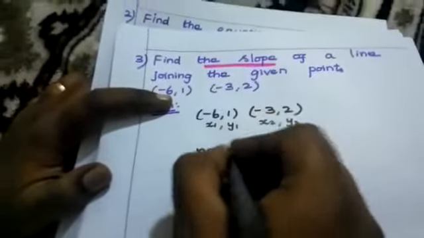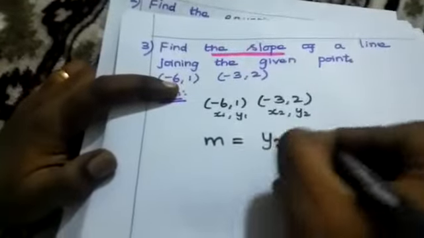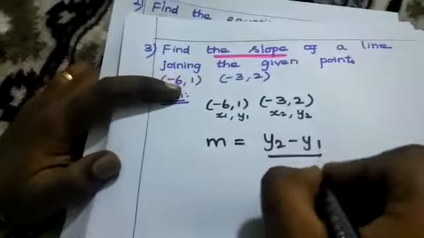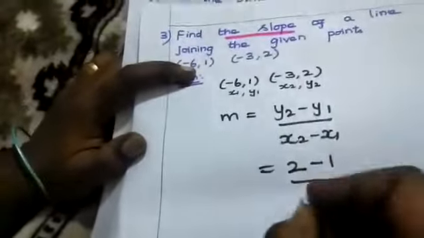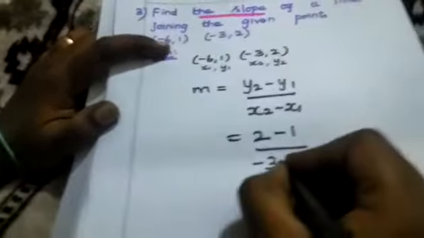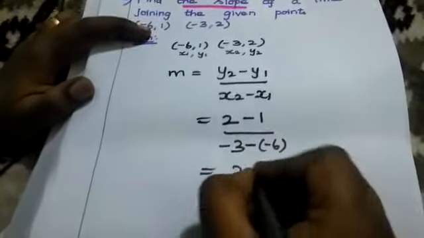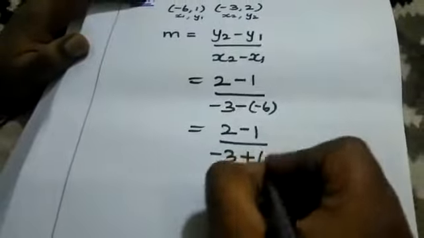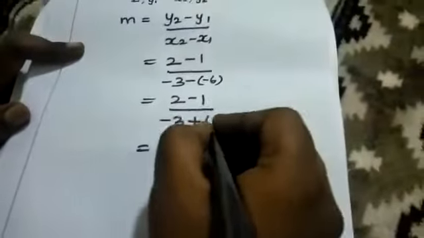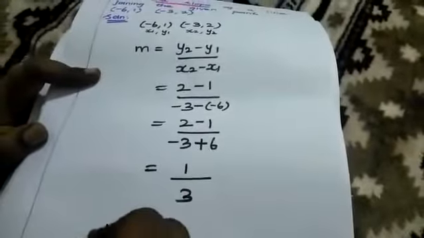So for finding the slope, you know the formula, m is equal to y2 minus y1 by x2 minus x1. Here y2 is 2 and y1 is 1. Here x2 is minus 3. Here x1 is minus 6. So I am writing in a small bracket. Next step, I can write 2 minus 1 by minus 3 minus of minus 6. Minus into minus will become plus 6. In the next step, 2 minus 1 is 1. Minus 3 plus 6 will become 3, so 1 by 3 is the slope.